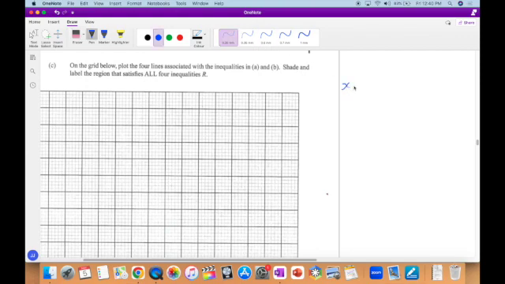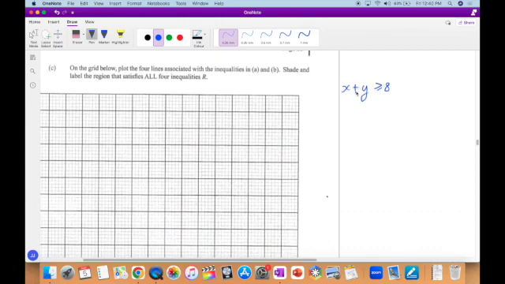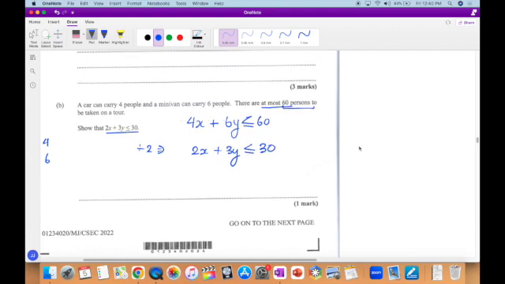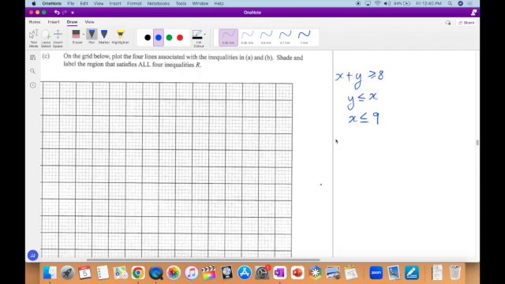We have x plus y is greater than or equal to 8. We have y is less than or equal to x, and x is less than or equal to 9. And then the next equation is 2x plus 3y is less than or equal to 30.